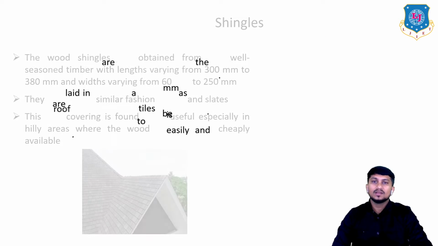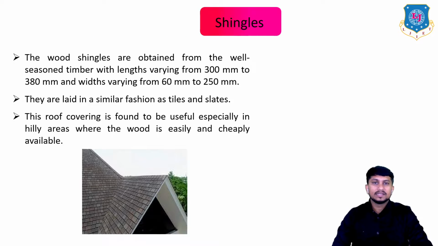The next type of roof covering is called shingles. The wood shingles are obtained from well-seasoned timber with lengths varying from 300 mm to 380 mm and widths varying from 60 mm to 250 mm. They are laid in similar fashion as tiles and slates. This type of roof covering is found to be useful especially in hilly areas where wood is easily and cheaply available. So this type of shingle is made of wood.